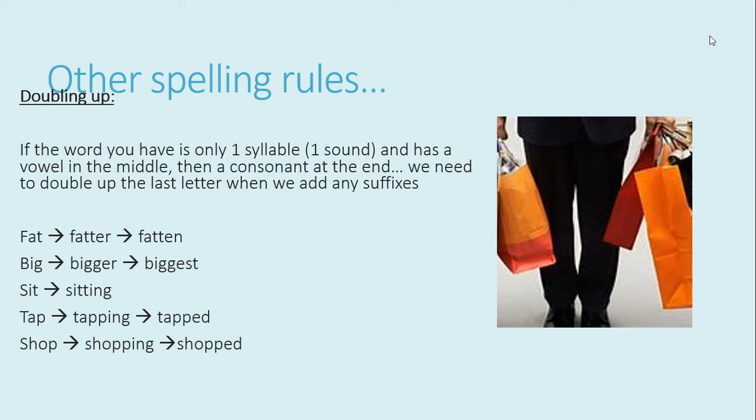Again, big is an example. If I want to change it to bigger, biggest, we need to double up on that G because we have a vowel in the middle and a consonant at the end, and that word on its own is just one short sound.